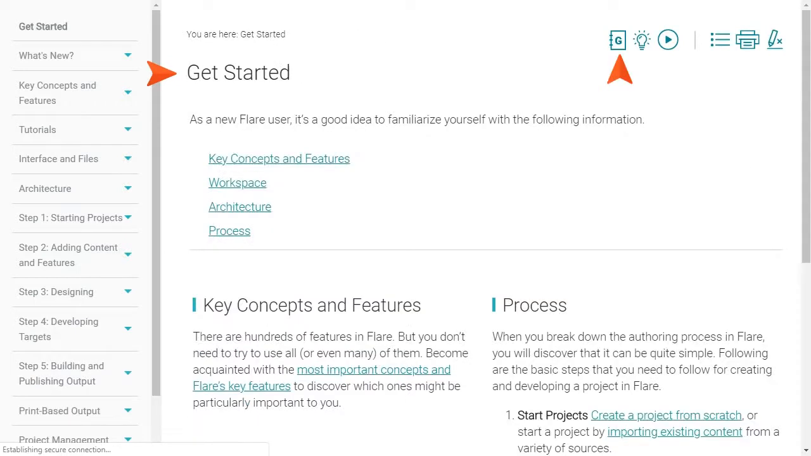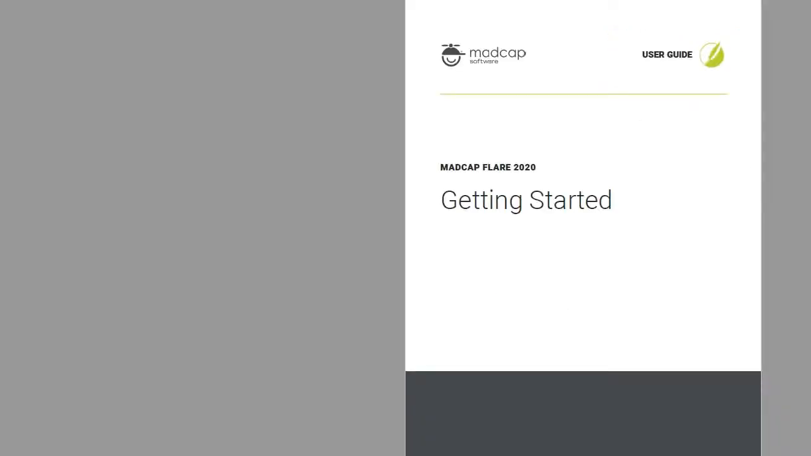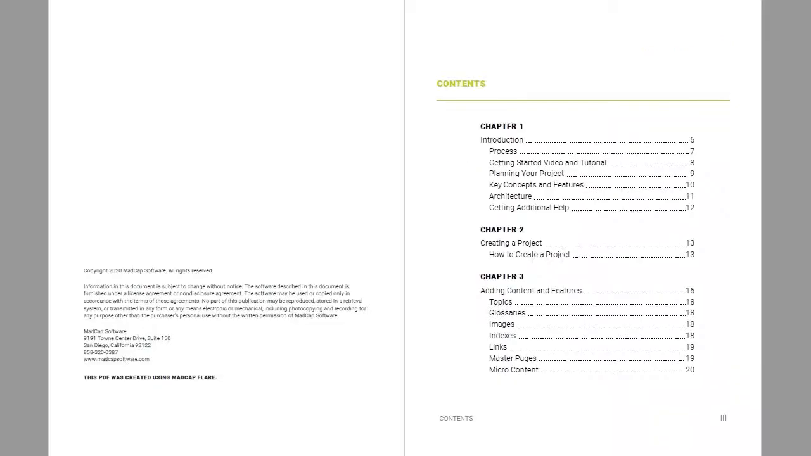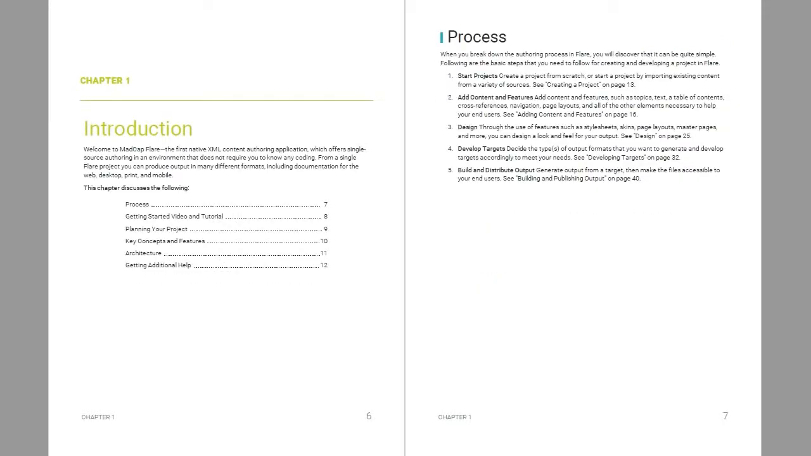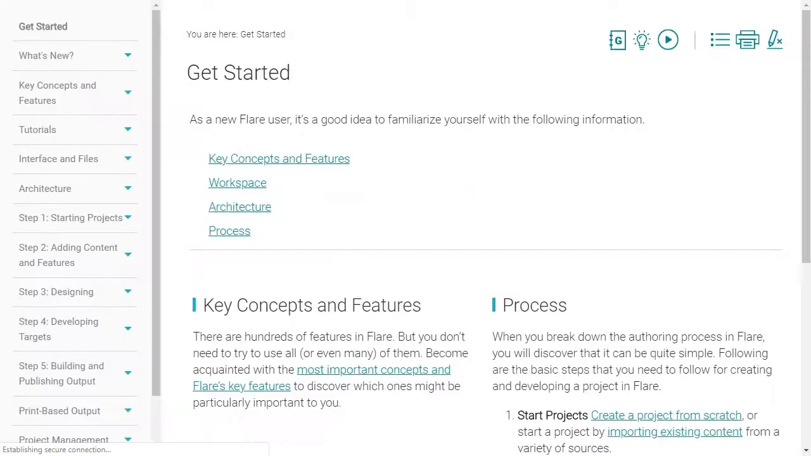You may also want to download and read Flare's Getting Started Guide. This PDF covers much of the same information that you saw in this video, but it also walks you through the exact steps. In addition, it's a really good idea to download the Getting Started tutorial. This is a PDF manual that guides you through the creation and development of an actual Flare project using our San Diego template.